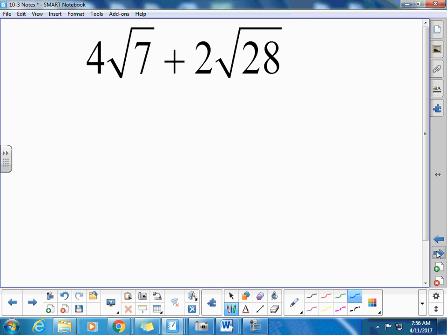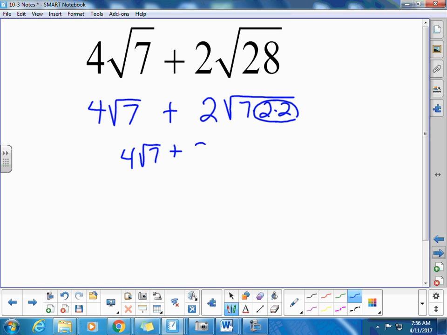All right, let's do another one. So 4 square roots of 7, that's already reduced as much as it can be. Square root of 7 is a prime number. Remember, only 1 and 7 go into it. Plus 2 square roots of 28. Don't forget to keep that 2 out there. Let's break my 28 up. I know I want a 7 in there, so 7 goes into 28 4 times. So there's my 7. Again, I'm going to break my 4 up into 2 times 2. I have a pair of 2's.